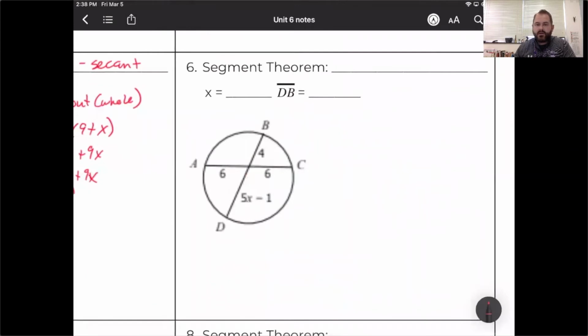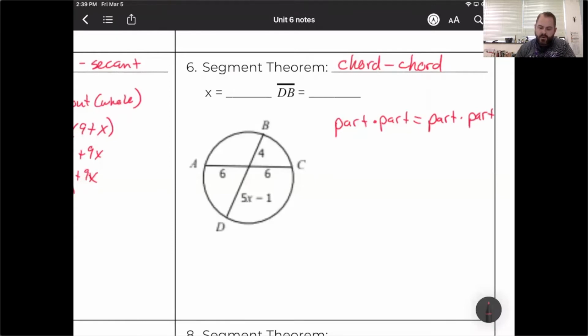Okay, here again, we have 2 chords that intersect. BD and AC are both chords. So there's a part times a part for each one. All right, this is the chord theorem. And again, that is part times part equals the other part times part.